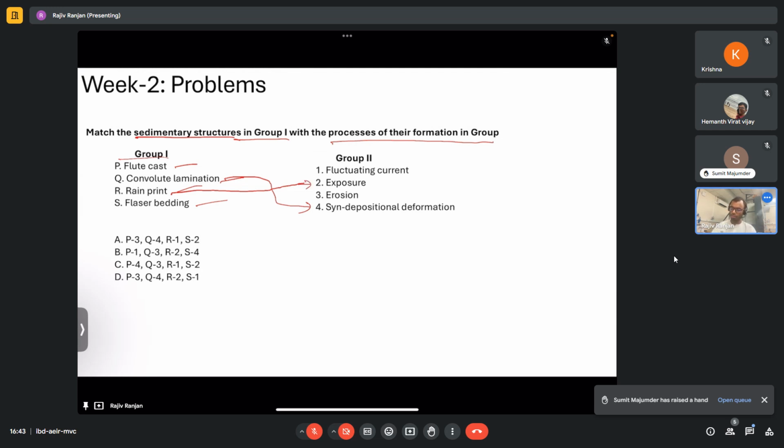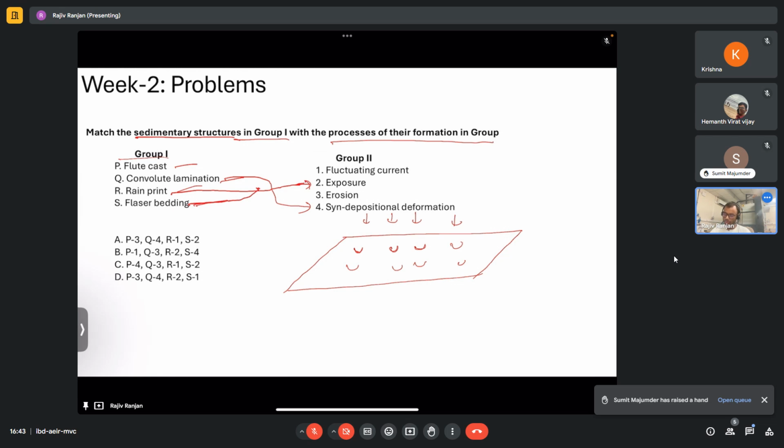Rain print. So if you have a surface, if it is open and then it's raining, when it rains, it forms like this. So that is why for rain print the exposure is R2. I hope I am clear enough, right? And this flaser bedding, we learned what? Why does this happen? Flaser bedding. We learned in the previous slides, right? We showed you the diagram.